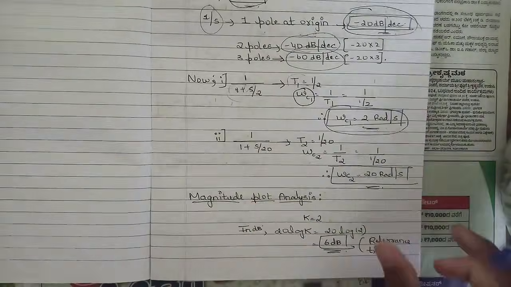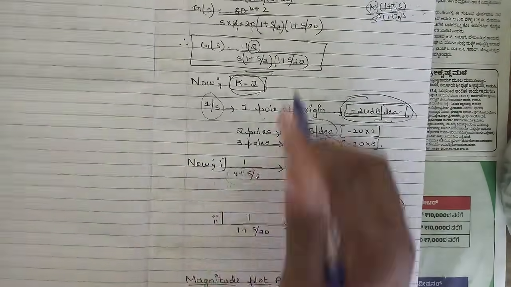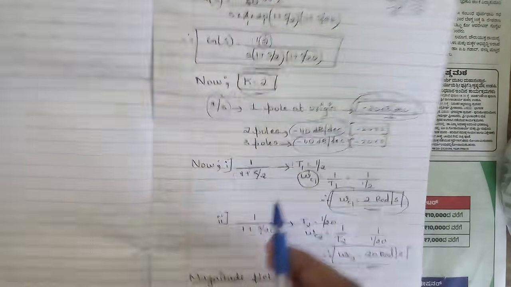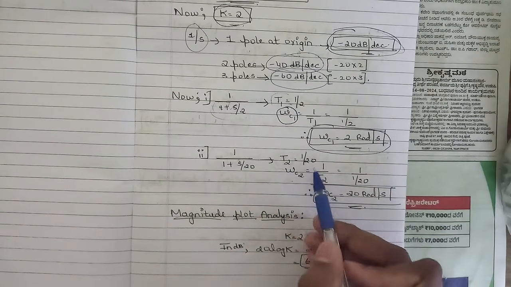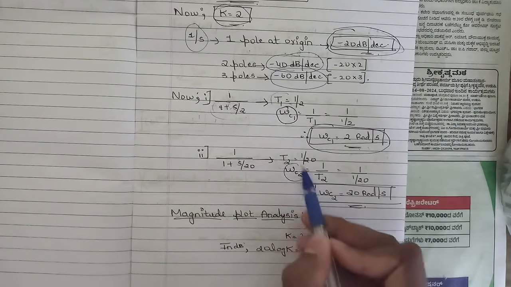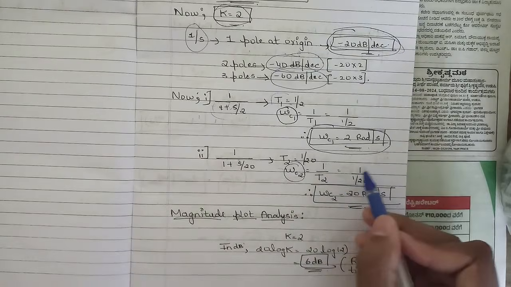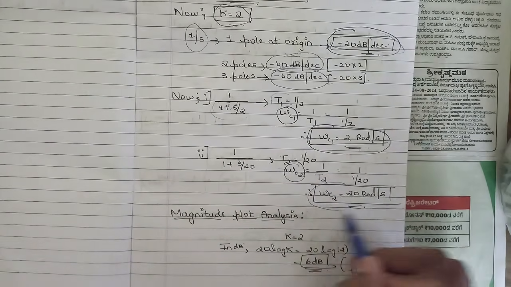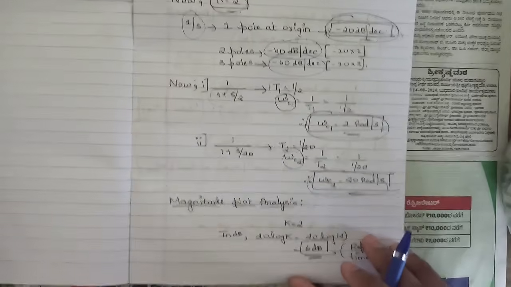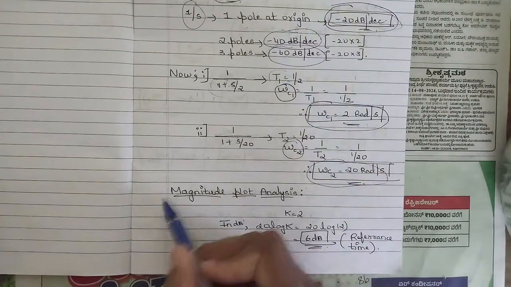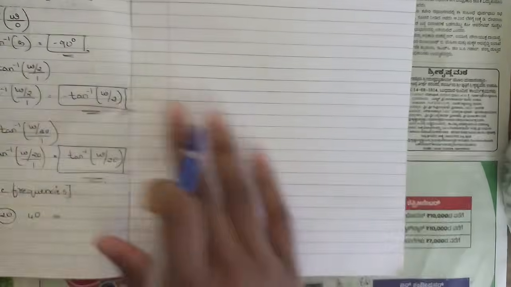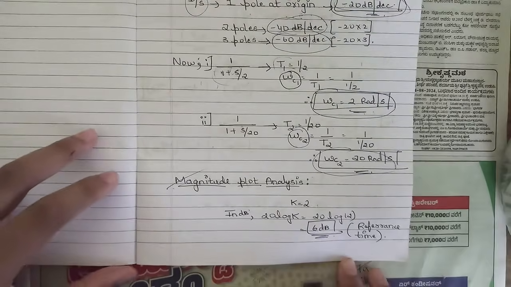Then the next step is for 1 divided by (1 + s/20). Again the coefficient of s is 1/20, so T2 is equal to 1/20. Omega c2, the second crossover frequency, is equal to 1/T2, that is 20 radian per second. These are the two crossover frequencies. Now we have two main kinds of analysis in this Bode plot: one is magnitude plot analysis, and the second one is phase plot analysis. Okay, so let's discuss magnitude plot analysis now.